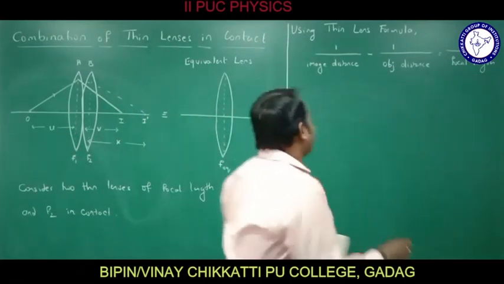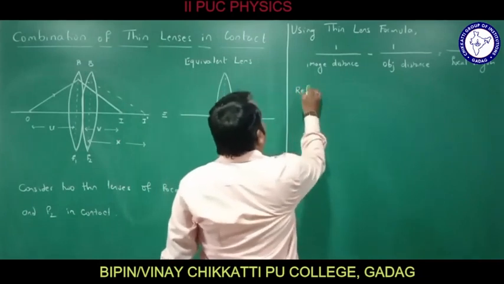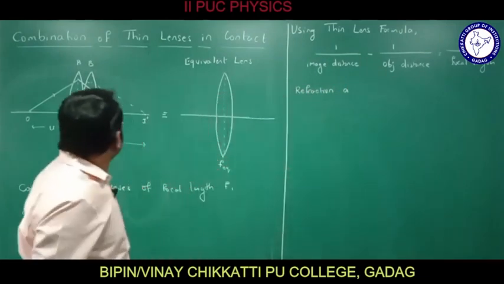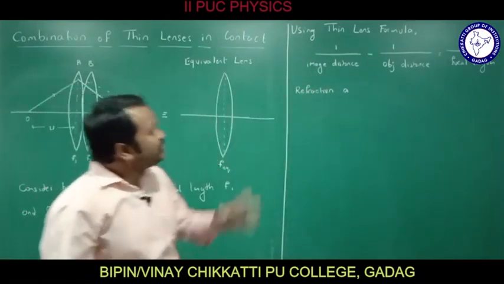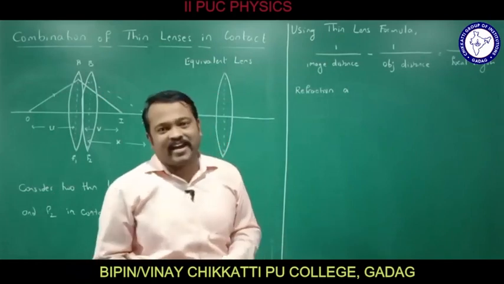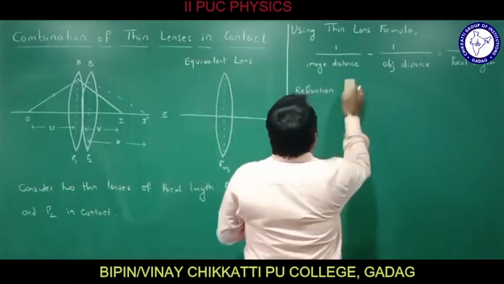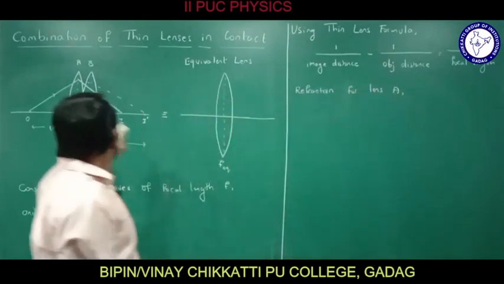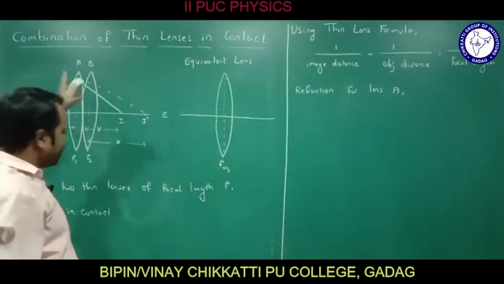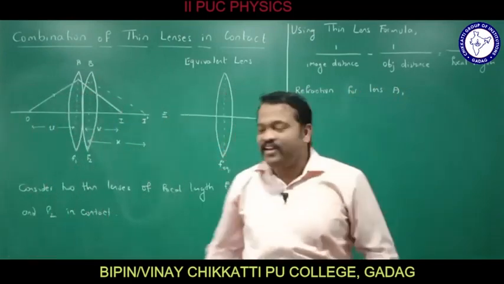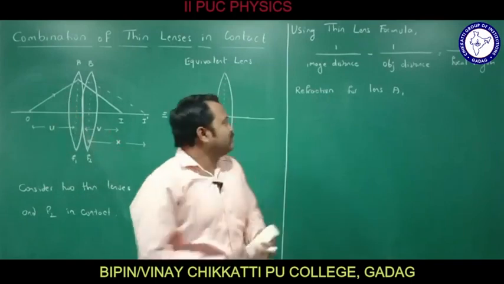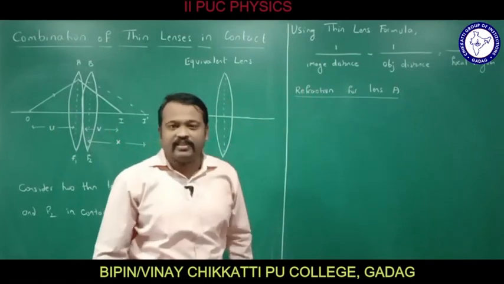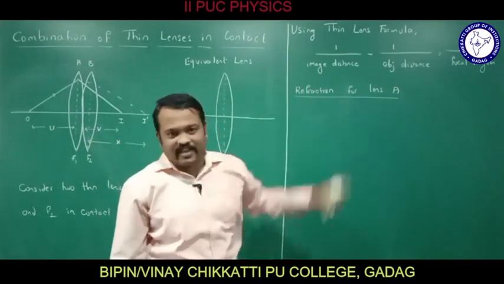Now, let me use this formula for both the lenses, for lens A as well as for lens B. Let me take refraction for lens A. We are using the thin lens formula. Let us find the refraction at lens A. I will be considering the refraction for lens A, which means I am considering only lens A here. Let me see what happens with the thin lens formula.